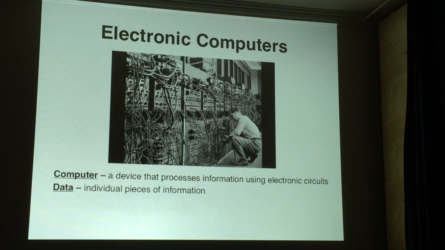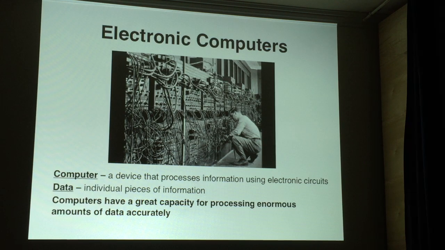Now, computers handle what's known as data. Data is individual pieces of information. Data can come in the form of text, it can come in the form of numbers, it can come in the form of various other types of responses, light signals, sounds, etc. So anything that would be considered a stimulus of some sort can be data depending on the context.